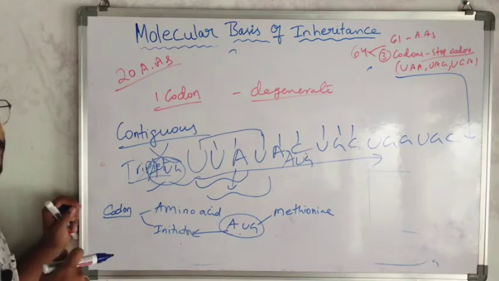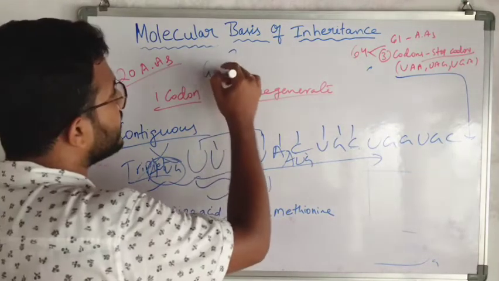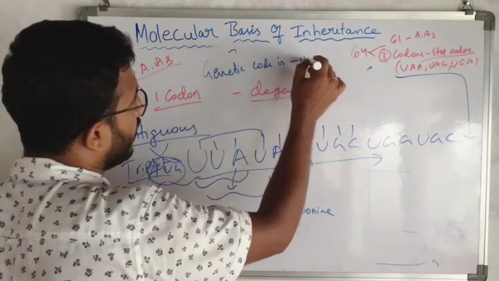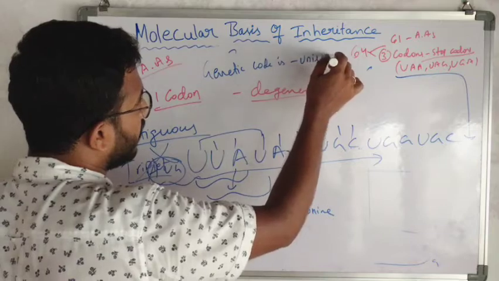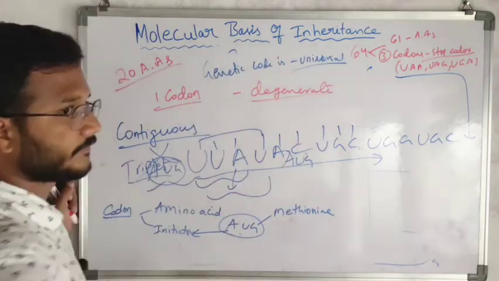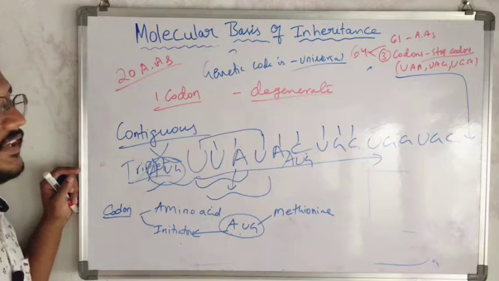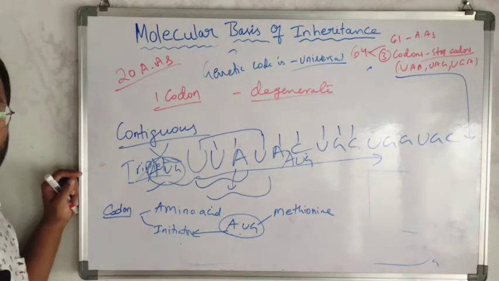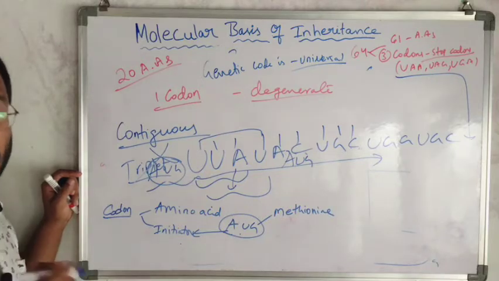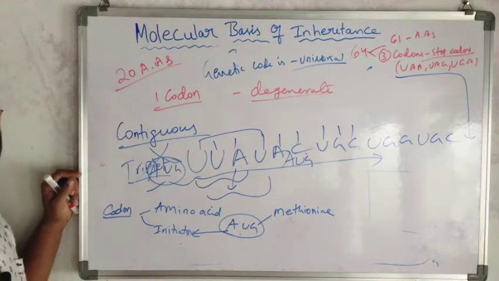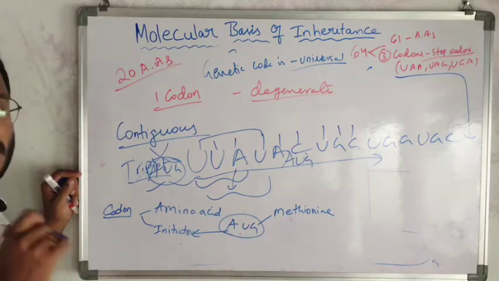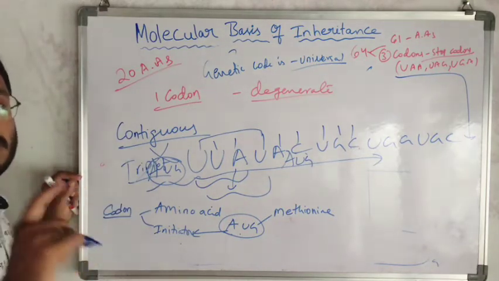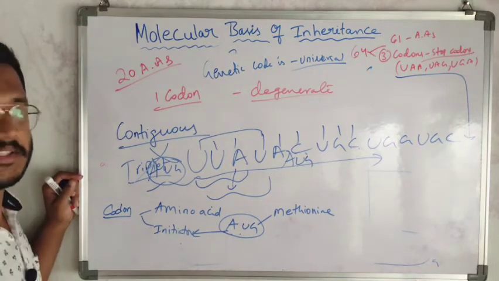And one more thing, universal. The genetic code is universal. So what is the meaning of this? This means whatever animal you take, from bacteria to human beings, and in the plant kingdom, in the fungal kingdom, whatever organism you take, that codon will code for that amino acid only.